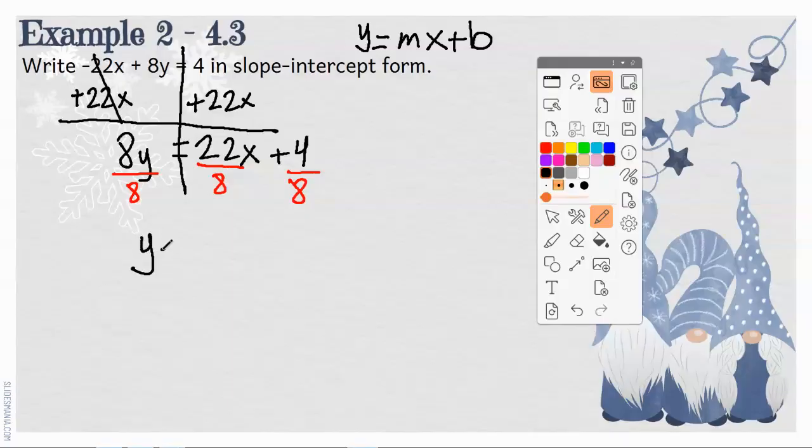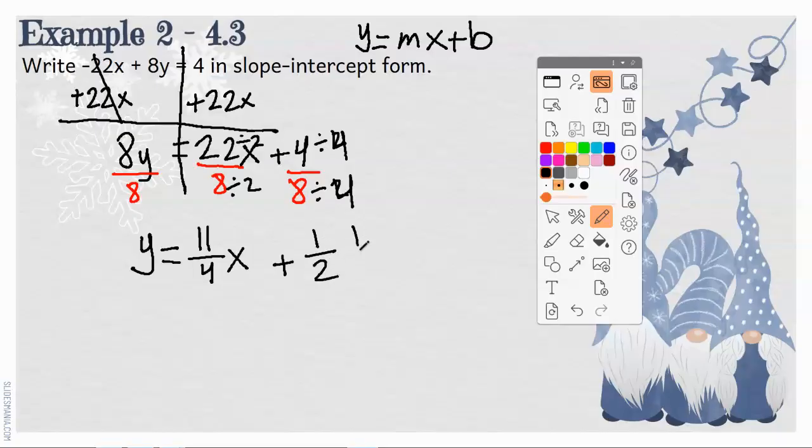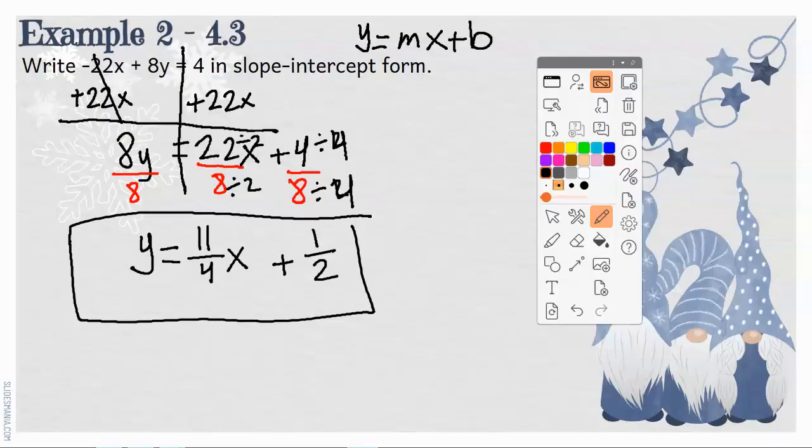So I'm going to get y equals. Now this is where it's tricky. For slope, I really want you to keep it as a fraction unless it divides into a nice even number. So we're going to think, what can I divide both 22 and 8 by? And the answer is 2. So I'm going to get 11 over 4x. And then same thing here. I'm going to divide the top and bottom by 2. I get plus, well, I can do better than 2. I can do 4. Not bad. I get plus 1/2. Now it's in slope-intercept form.